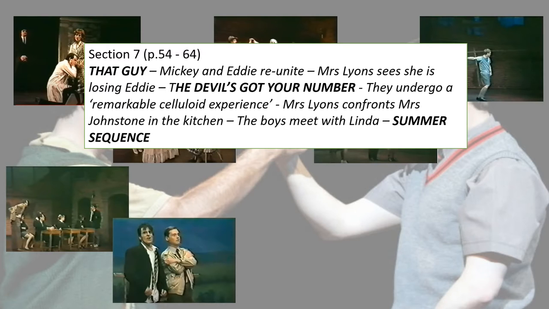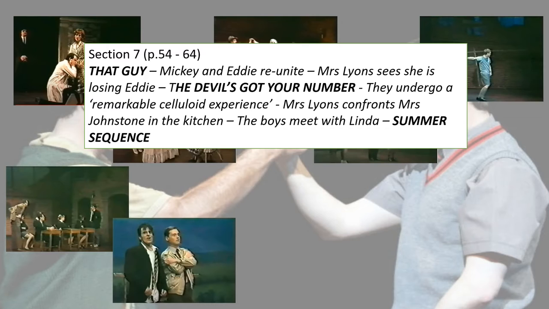They're playful, they're energetic, they're full of these unfulfilled desires, and Mrs. Johnson teases them both about this. Mrs. Johnson's manner with the two boys is relaxed and fun-loving, and this is a contrast with Mrs. Lyons' increasing instability. Mrs. Lyons sees Eddie going with Mickey, and she then follows them to Mrs. Johnson's house, where she confronts Mrs. Johnson in the kitchen.